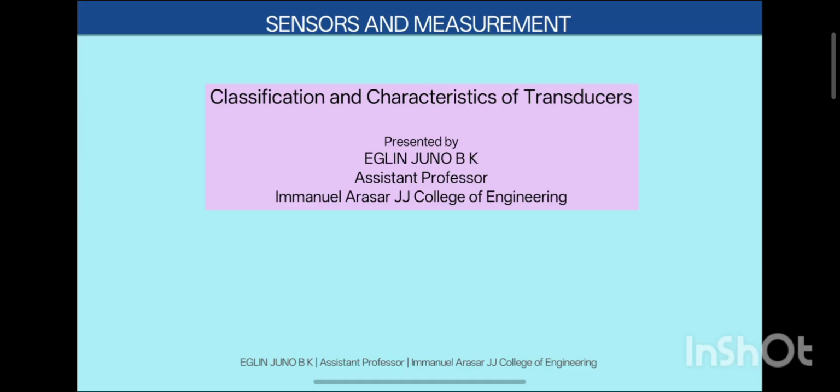During this class, we will learn what sensors and transducers are, how they are classified, and their important characteristics, also their biomedical applications. Before we discuss transducers, let us first understand what is measurement. Measurement is the process of determining the value of a physical quantity using a suitable instrument. For example, physical quantities include temperature, pressure, displacement, force, light intensity, etc.